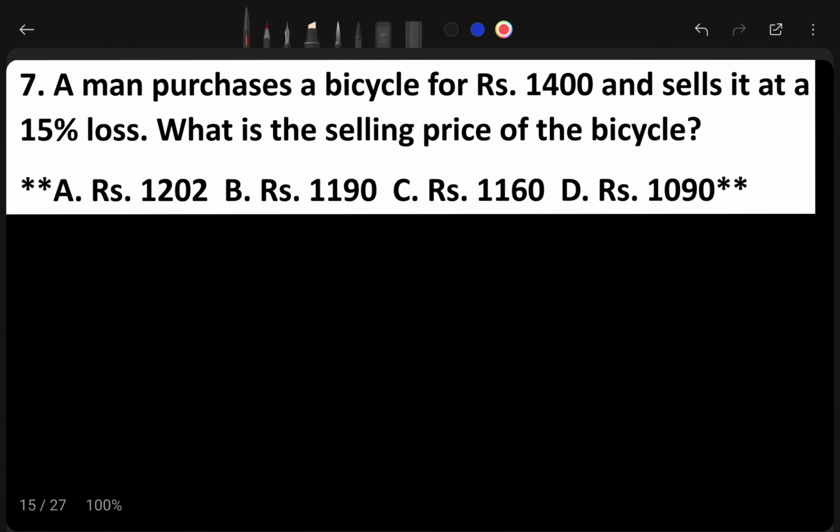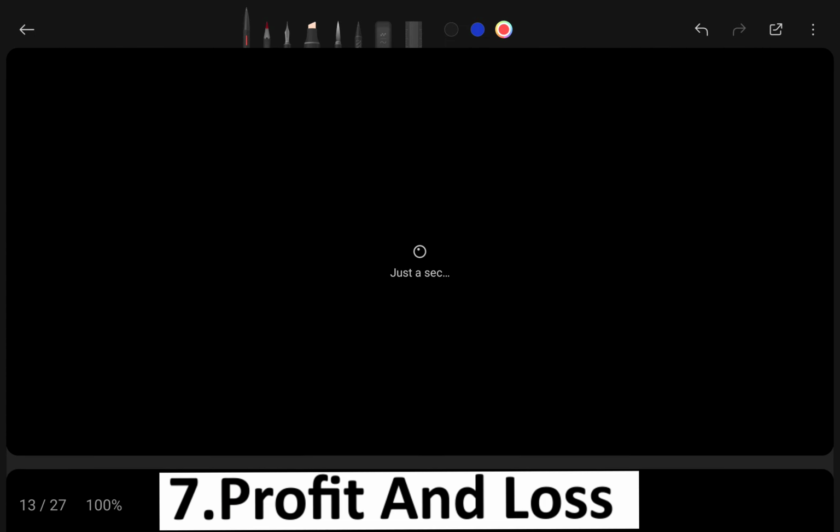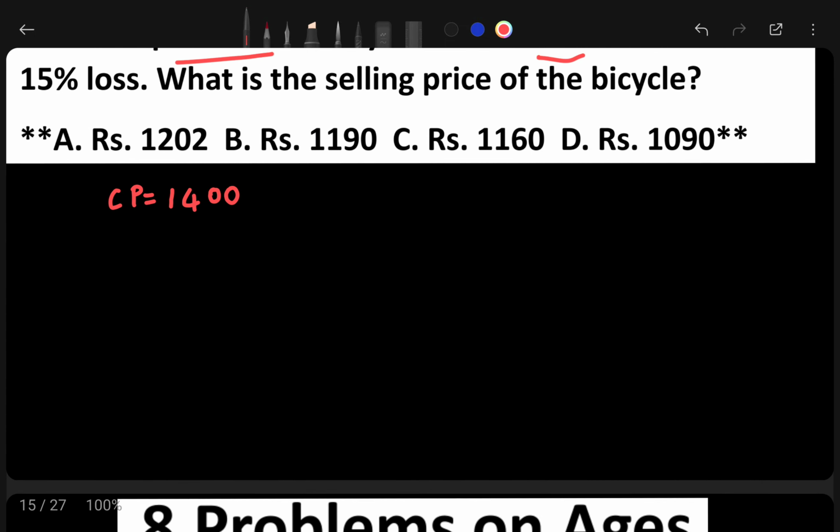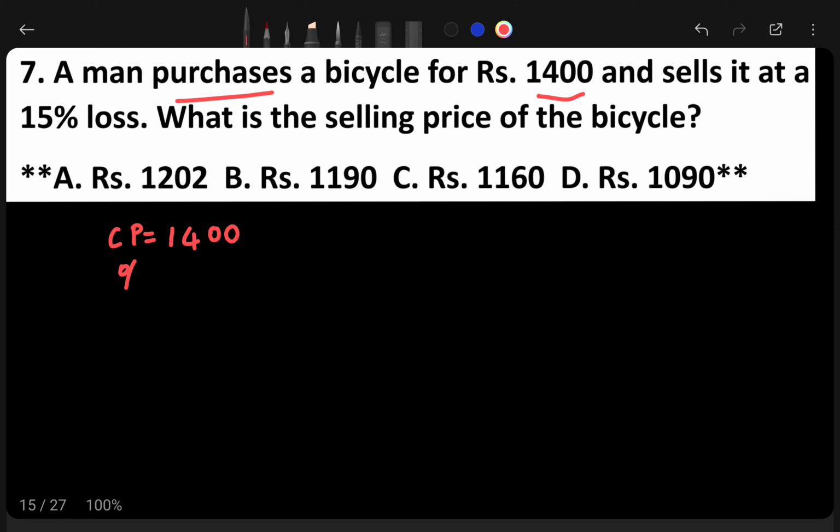A man purchased a bicycle for rupees 1400. He said he purchased, so it is obviously going to be the cost price, and he sells it at a 15% loss. Percentage loss is equal to 15. That means we need to subtract it.